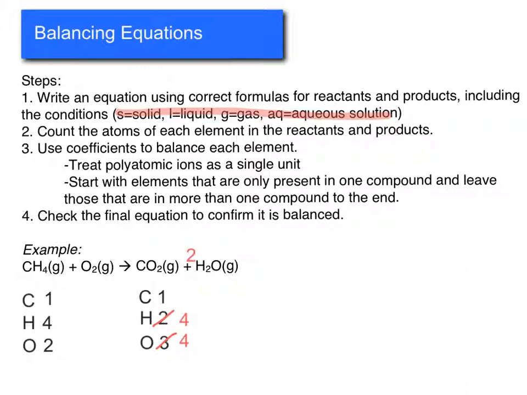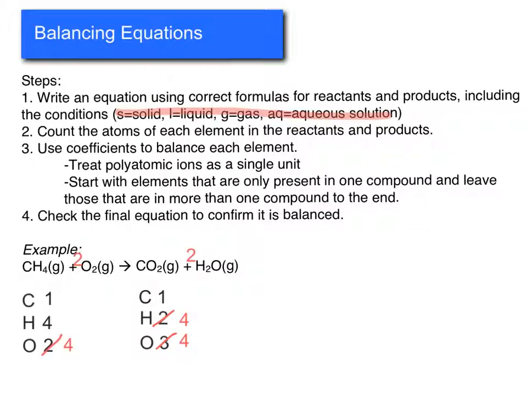And then when we add up the 2 oxygens in the water and the 2 oxygens in the carbon dioxide, we end up with 4 oxygens total. All right, but we only have 2 oxygens in the reactants, so we need to account for that. So we can make 2 O2s to get 4 oxygens total.